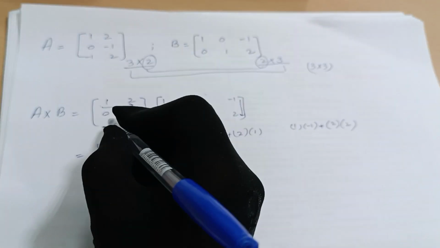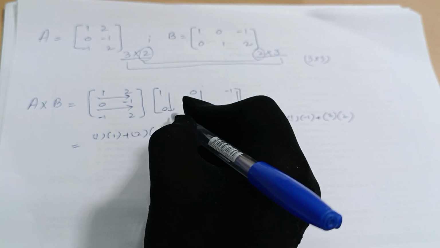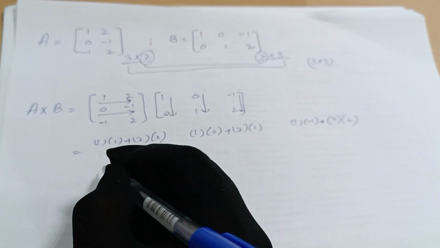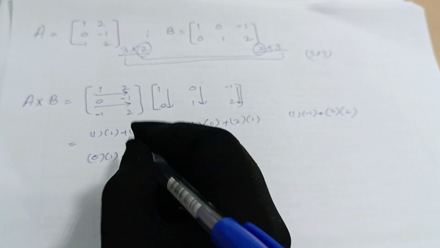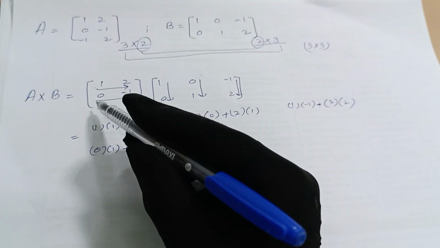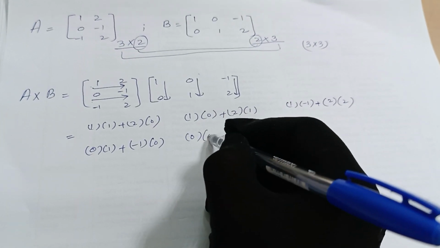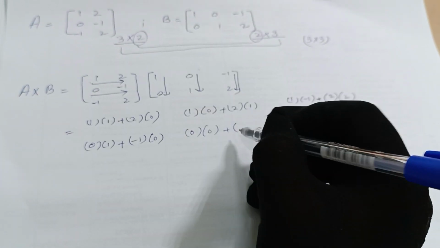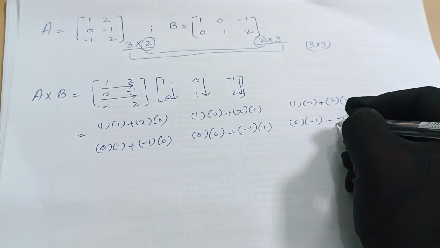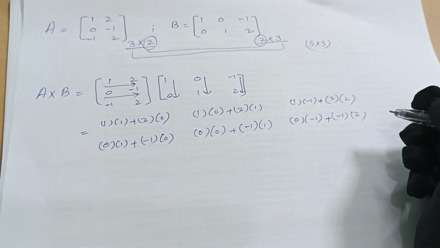After this, the second row will be with the first column, second column and third column again. Tail to tail 0 times 1 plus head to head minus 1 times 0. Tail to tail 0 times 0 plus head to head minus 1 times 1. Tail to tail 0 times minus 1 plus head to head minus 1 times 2.